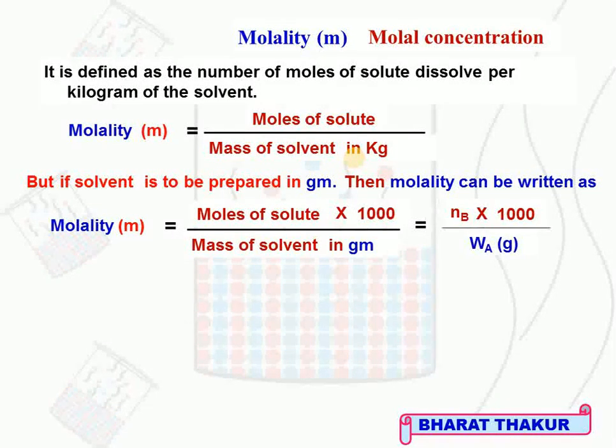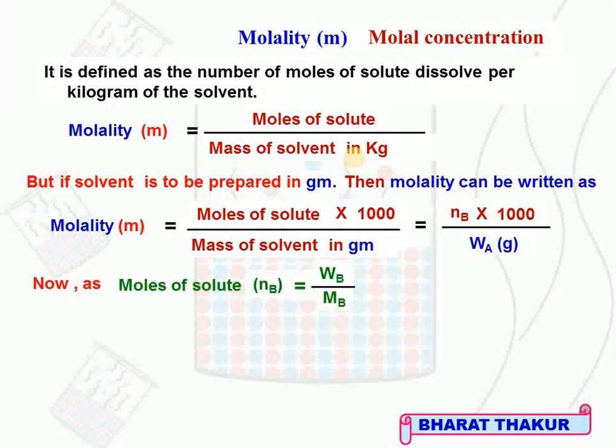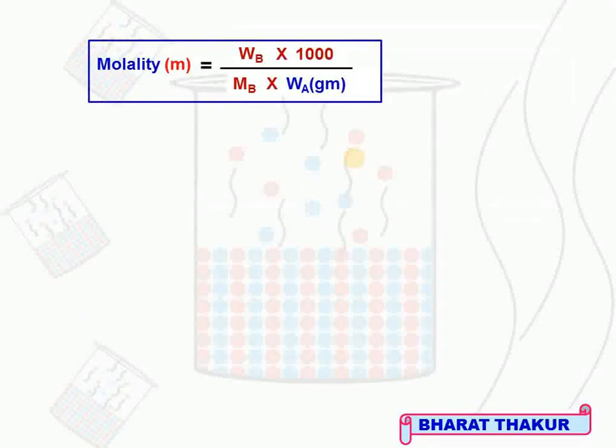by WA. The WA in grams means the weight of solvent, and we know that the formula of moles of solute is equal to WB upon MB. So we put this in the formula of molality and we get that molality, small m, is equal to WB into 1000 divided by MB into WA in grams, and the unit of molality is mole per kg. So this was the final formula to calculate the molality.